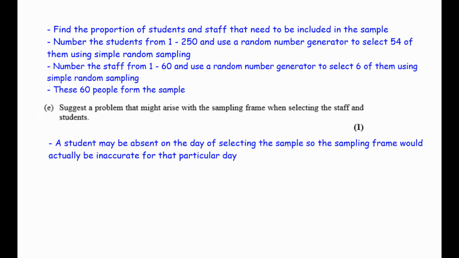Okay, so a student may be absent on the day of selecting the sample, so the sampling frame will actually be inaccurate for that particular day, since the sampling unit was not available. The student could not take part in the survey. Apart from that, a student may have left the school, or a student may well have just joined the school that particular day. So the sampling frame wouldn't actually fully represent the population. Anything along those lines would be worth all of your marks.